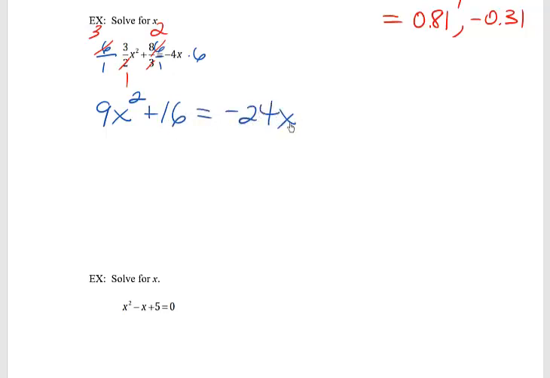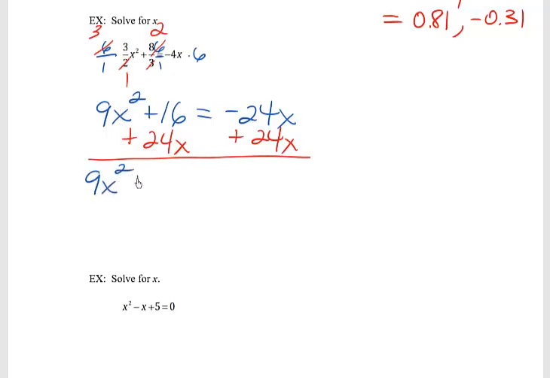Then I need to get that 0 on one side. I can do that by adding this 24x to both parts. When you do the adding, you want to make sure that you keep your terms in the order of highest exponent to lowest exponent. So first the x squared term, then the x term, then the plain old number.